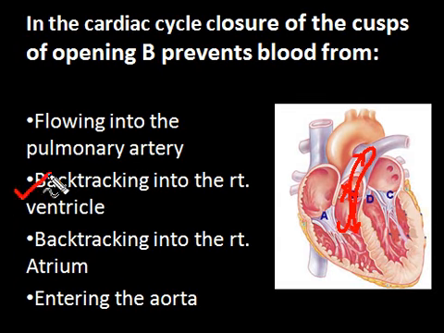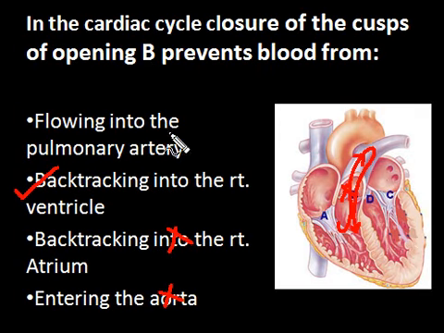So therefore, this is the right answer. In the cardiac cycle, when these cusps close for opening B, it prevents blood from backtracking into the right ventricle. So we are talking about the right side. Backtracking into the right atrium obviously is not right. Entering the aorta again is not right.